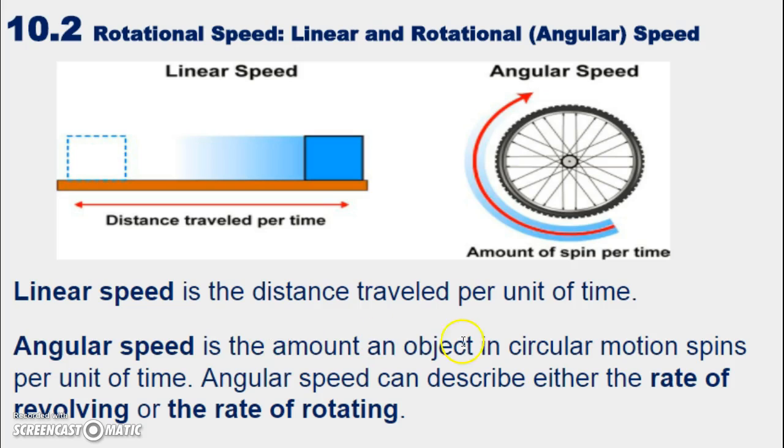But the angular speed is the amount that an object in circular motion spins per unit of time. Angular speed can be described as either the rate of revolving or the rate of rotating. So angular speed works for an object that is rotating, such as a wheel, or something that is revolving. Once again, we're going to use angular speed a couple of different ways.